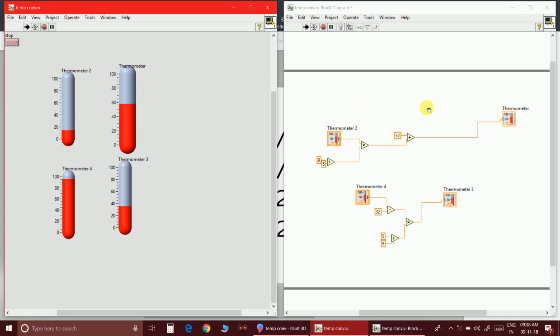In this way, by using LabVIEW and simple adders and multipliers, you can convert one degree to another form of degree, that is Celsius to Fahrenheit or Fahrenheit to Celsius.